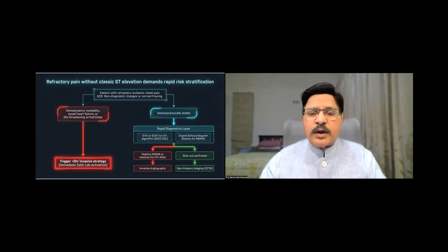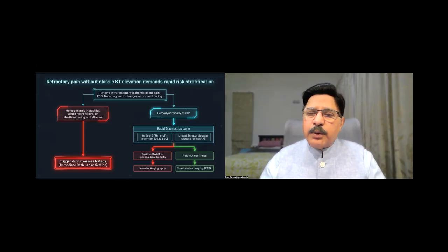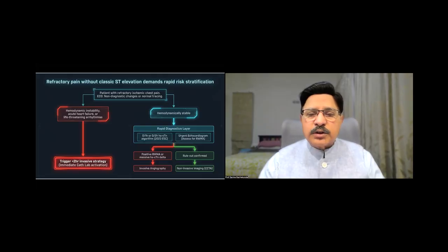What is that? Look at the delta troponin. Wait for 1 hour. See the delta troponin. If delta is very much raised, invasion. Or do a focused echocardiogram to assess the regional wall motion abnormality. Yes, there is a wall motion abnormality.